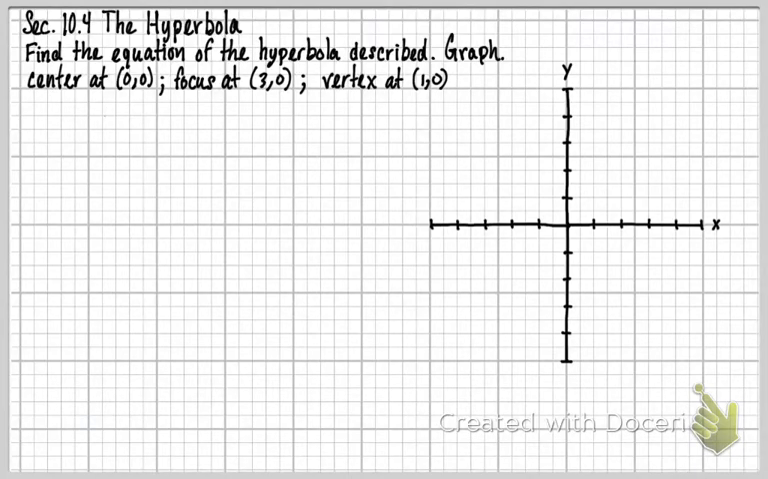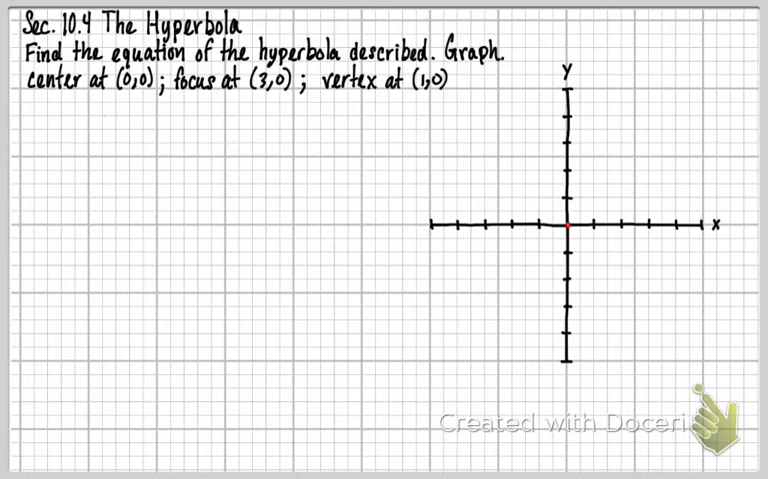So let's take a look at this problem. It says find the equation of the hyperbola described, and then it says graph. It says the center is at 0, 0, the focus is at 3, 0, and the vertex is at 1, 0. So all I'm going to do is graph all these values, and this will really help me to determine how this thing goes.